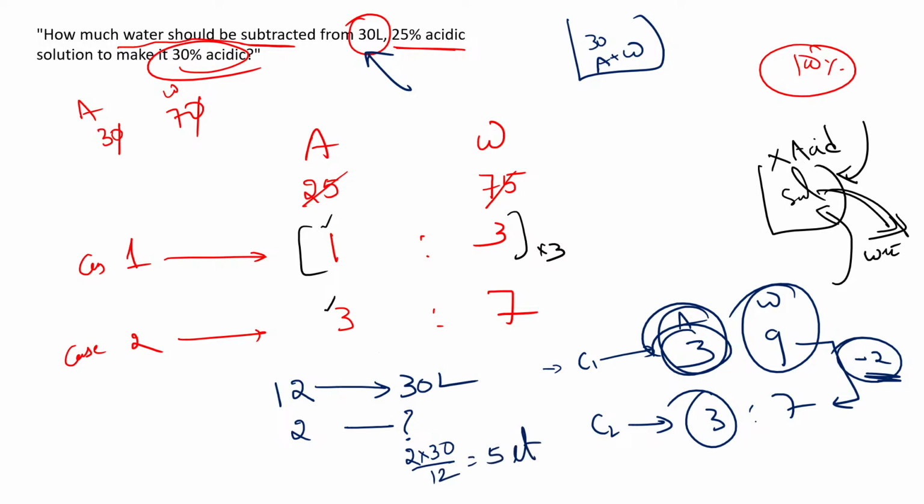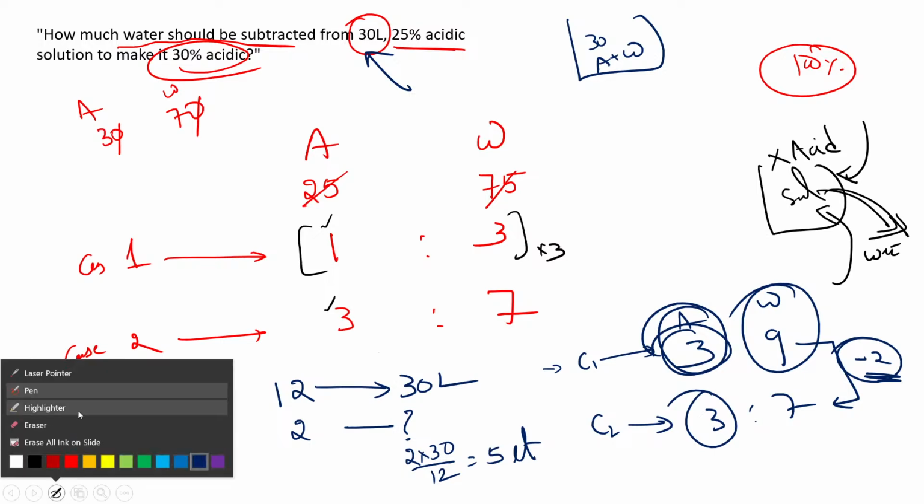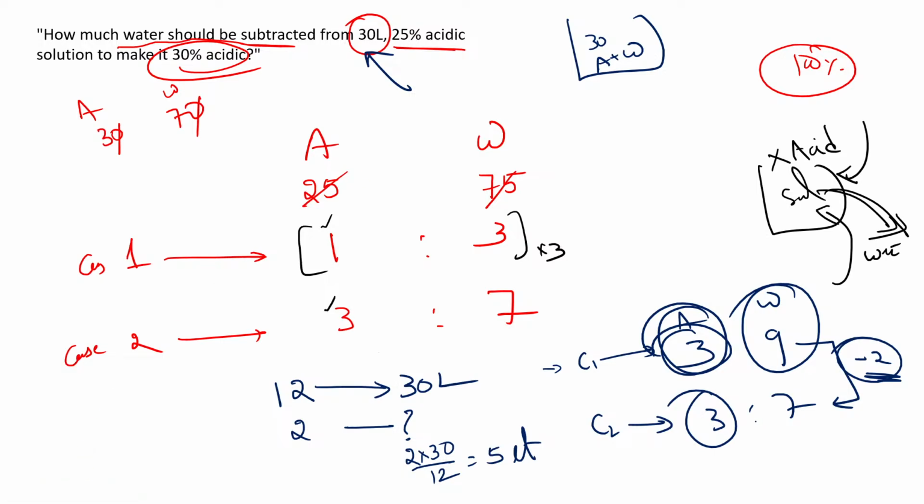I will repeat the problem once again. Please try to understand what I am saying. Initially he is saying that there is 25% acid in the solution. So 25% acid means the remaining 75% should be water. So the ratio is 1:3. Now in the second case, we want to make the acid 30%, which means water should be the remaining 70%. So the ratio is 3:7.